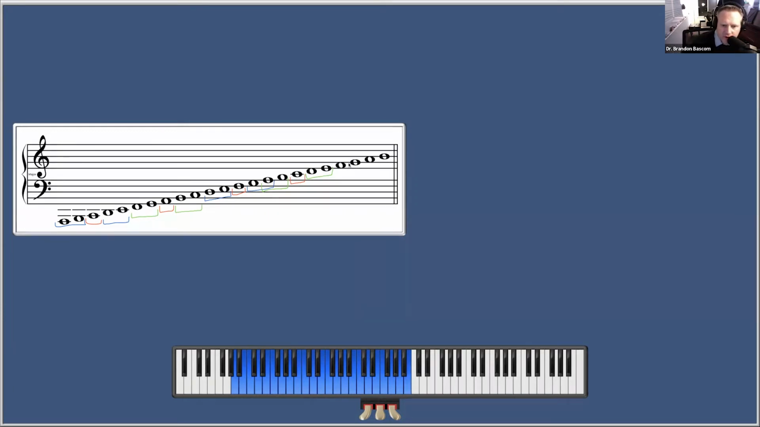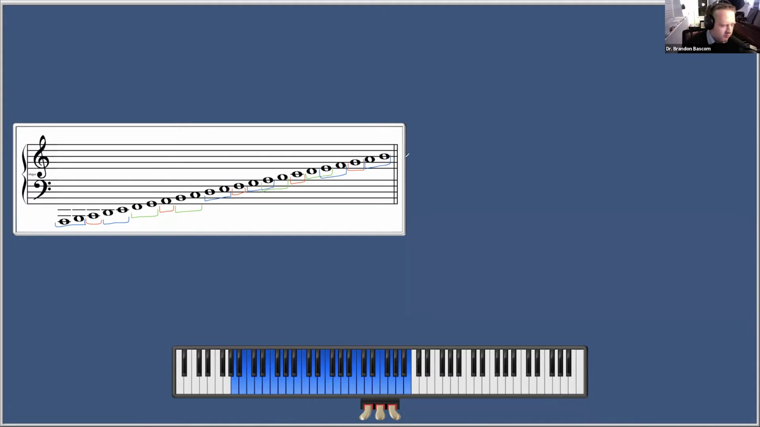So I'm going to mark my home note, G clef G, here in red. And again, E has two home notes looking out for it. And then G is also responsible for those two, A and B.